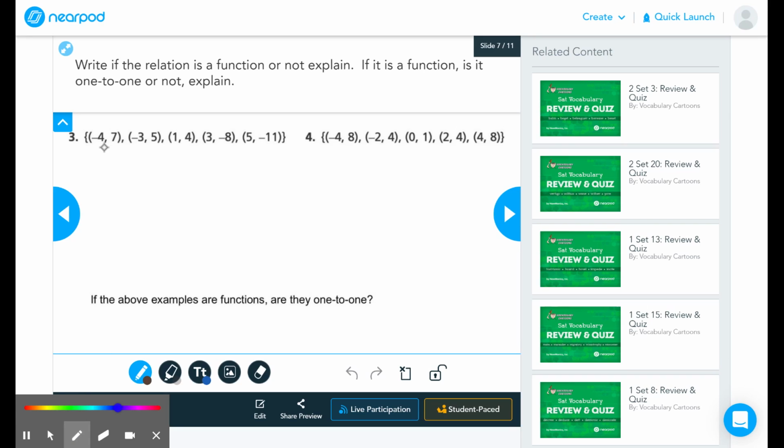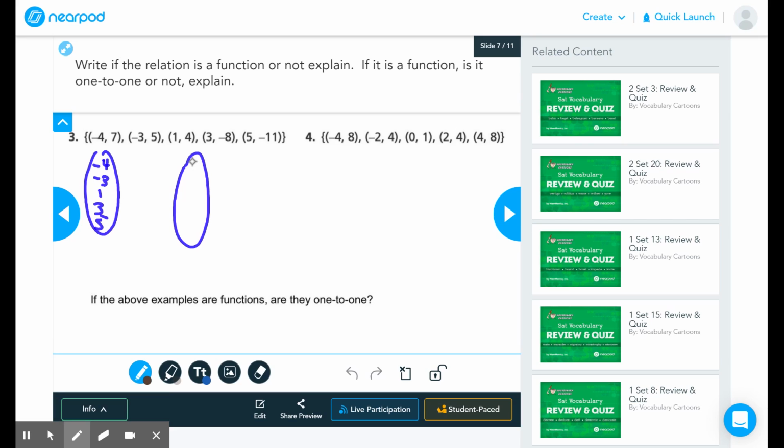All right, for number 3, I recommend doing a mapping diagram. So -4, -3, 1, 3, 5. Write them in order. -11 comes first, -8, 4, 5, and then 7. And then match it up. -4 goes with 7. -3 matches up with 5. 1 goes to 4. 3 goes to negative 8, and 5 goes to negative 11.